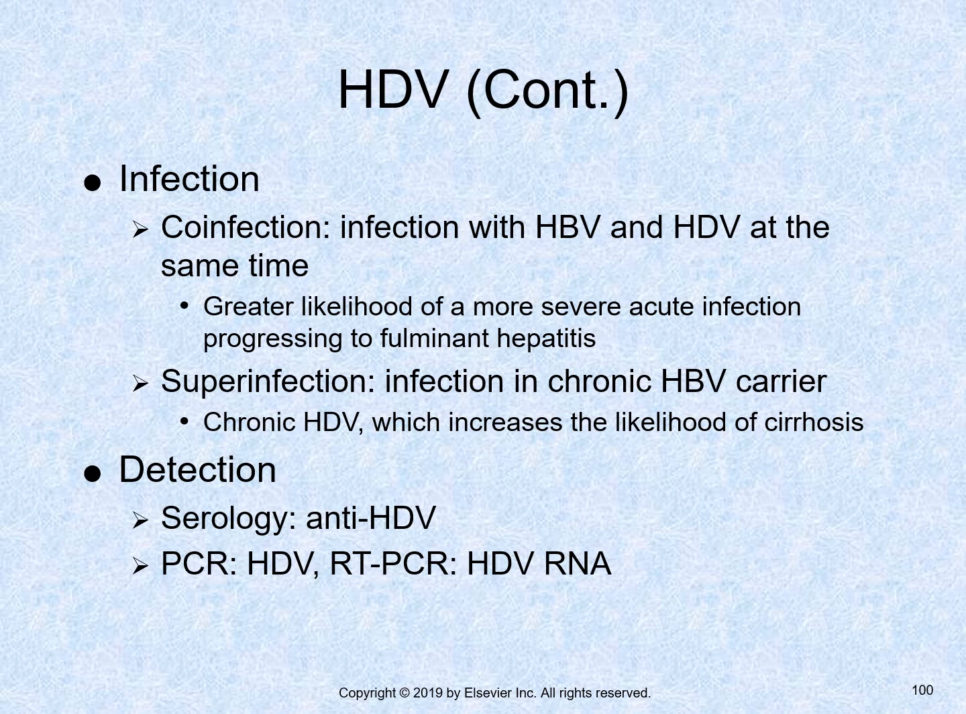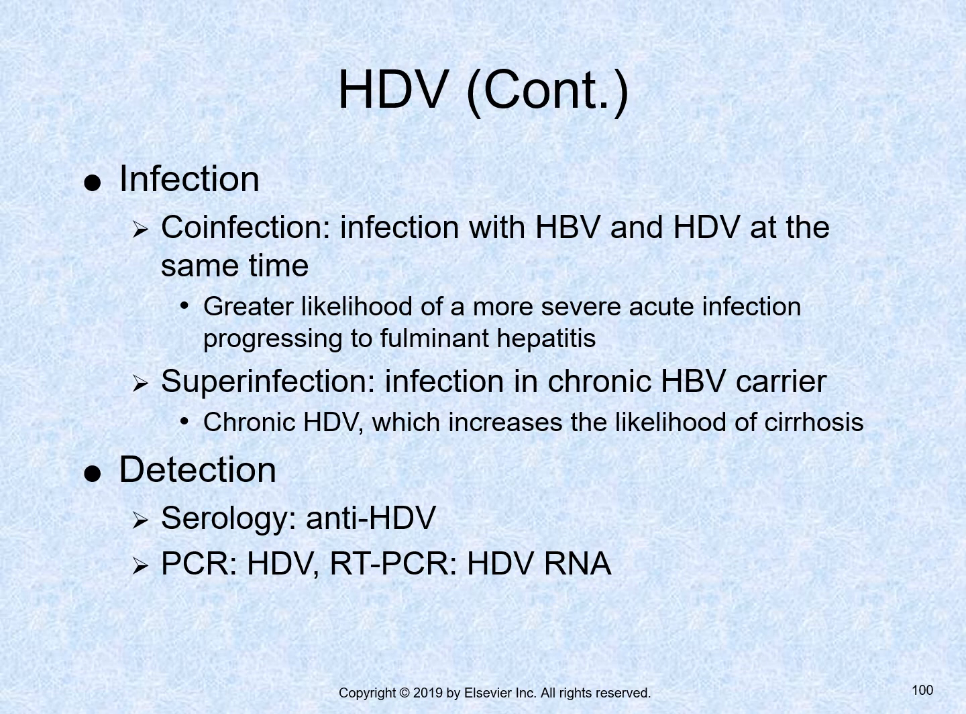Patients with superinfection have a more severe acute infection and have a higher risk of fulminant hepatitis compared with patients with co-infection. Long-term carriers of hepatitis B virus who become superinfected with HDV also develop chronic HDV infection, which increases their chances of developing cirrhosis.